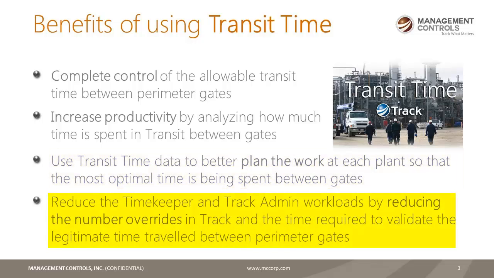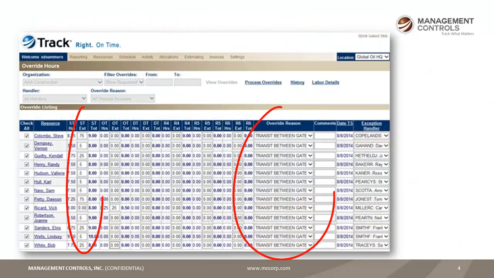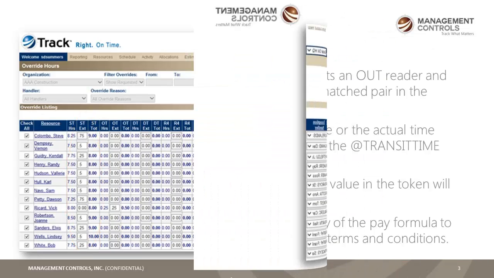Reduce the timekeeper and TRAC admin workloads, as shown here on the override window, by reducing the number of overrides in TRAC and the time required to calculate the legitimate time traveled between perimeter gates.